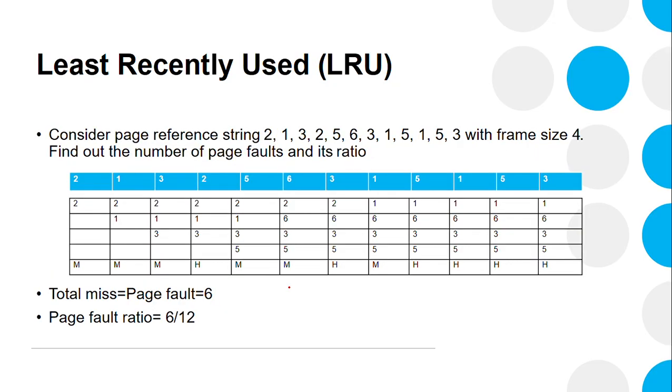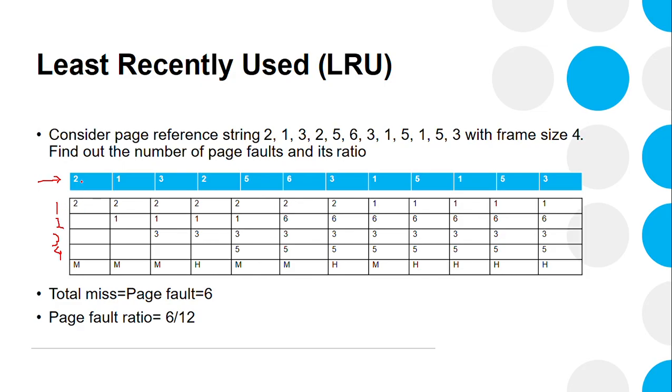Let us check one more example for least recently used. Over here we have a string of size 12. First we have to write all the 12 string characters. Next we have to draw a table for the allocation. As the frame size is 4, we create 4 rows, 1, 2, 3 and 4, and the last row is for miss or hit. The number of columns depends upon the number of string characters. As we have 12 string characters, the number of columns will be 12. You can see initially the complete table will be empty.